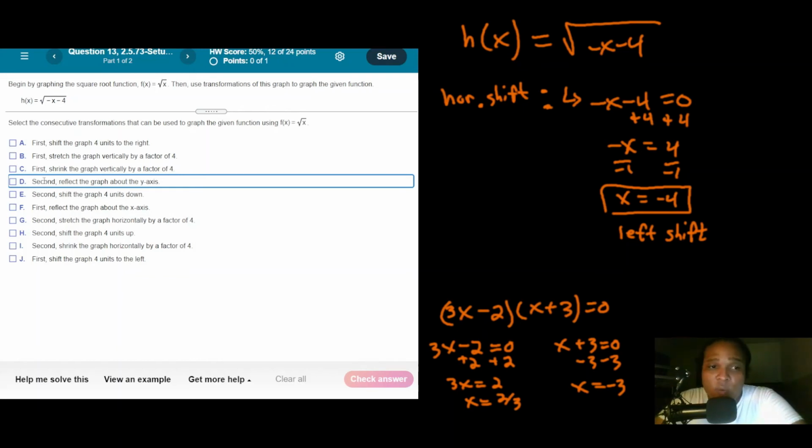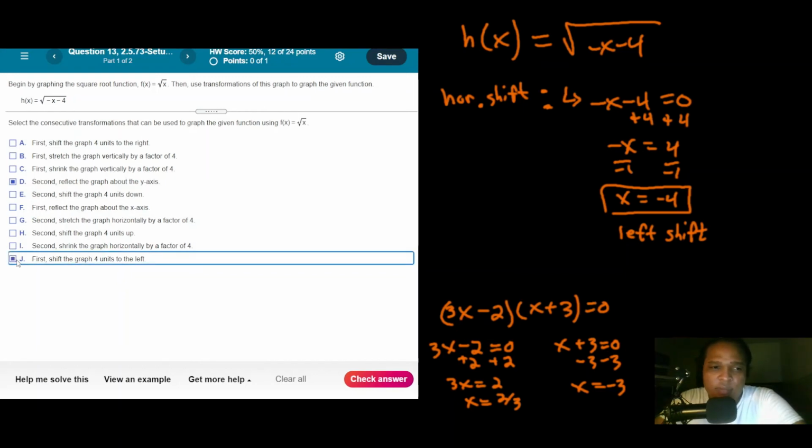let's just find what we need. We know we're going to reflect across the y-axis. And our x ends up being negative, so we're going to go to the left. And that's it.